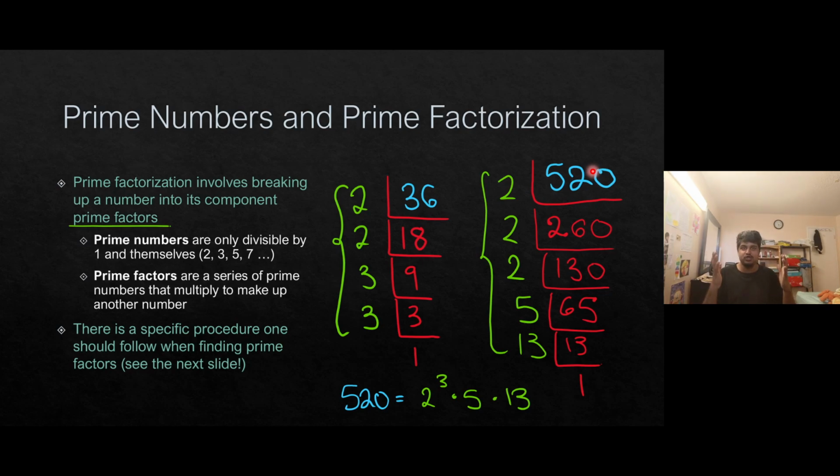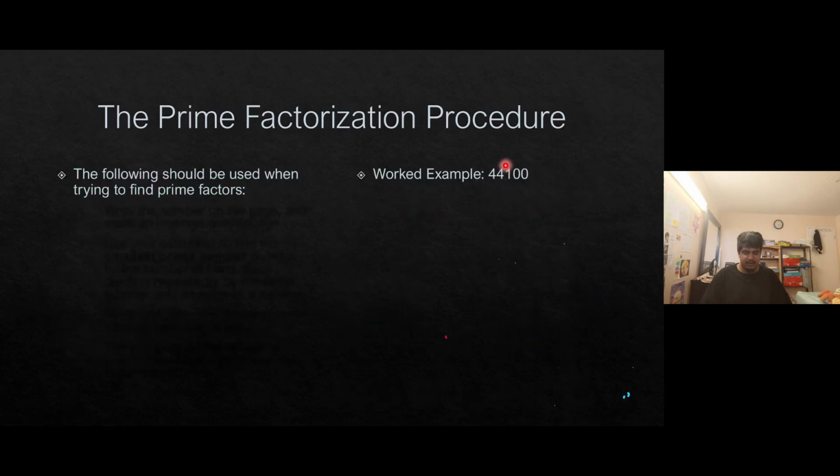So the big question is, how do we get these green numbers here? Well, there is a specific procedure we'd like you to follow, and let me show you what that is. So here is the prime factorization procedure, and as I take you to the procedure on the left-hand side, on the right-hand side, you'll see me work through an actual example. In this case, we're dealing with 44,100. So let's go ahead and do this.